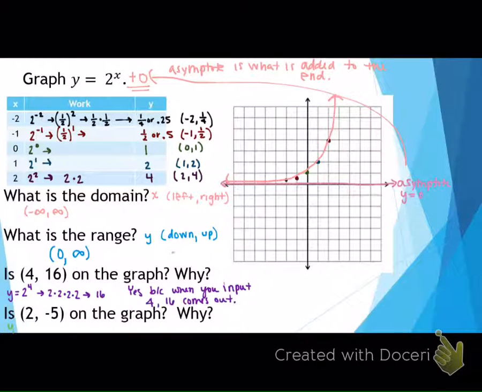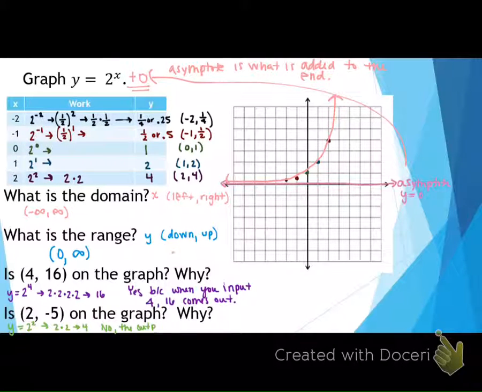So if we do this one, y equals 2 to the second, which is 2 times 2, which equals 4. So no, because 4 is not the same thing as -5. So no. The output for 2 should be 4. I'm sorry, yes, the output for 2 should be 4.